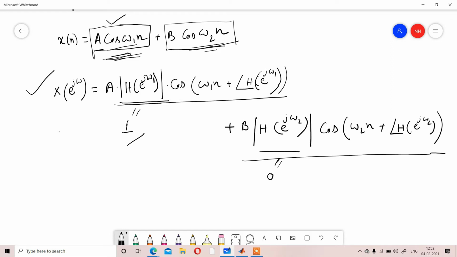Okay, so the output will be a multiplied by cos omega 1 n and the phase. That is what we are going to do whenever we design a filter. See the practical example, it will be more clear to all of you. Just see the practical example.